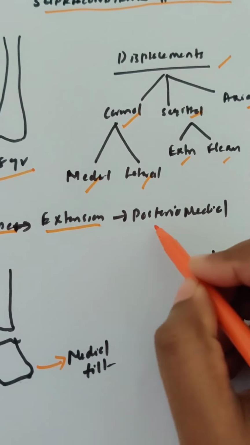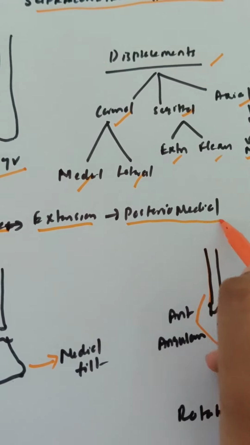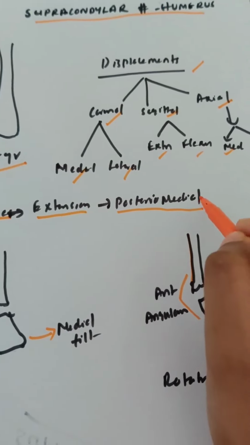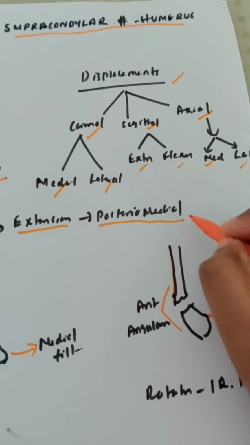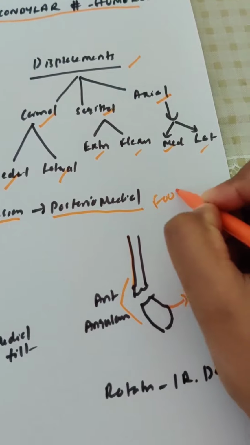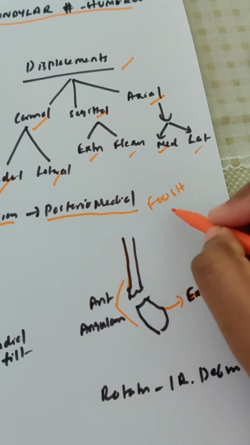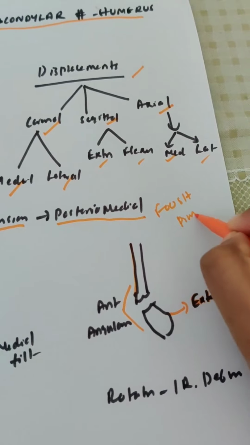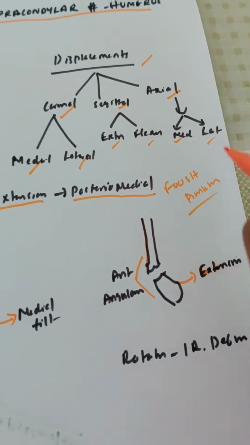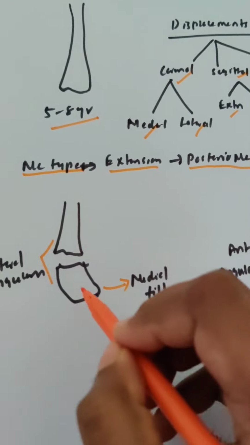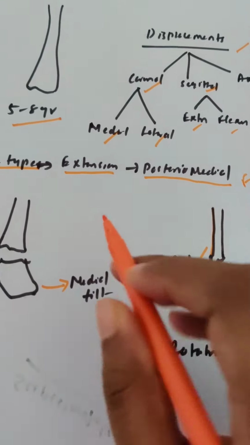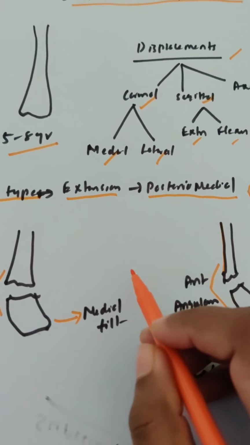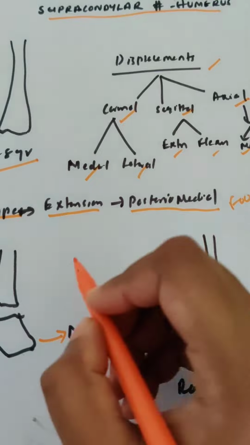Among extension type, there are two types, posterior medial and posterior lateral, and posterior medial is the most common type. The mechanism of injury is fall on outstretched hand, and the most common mechanism is fall with pronation of the forearm. So we will see details about posterior medial displacements in extension type.